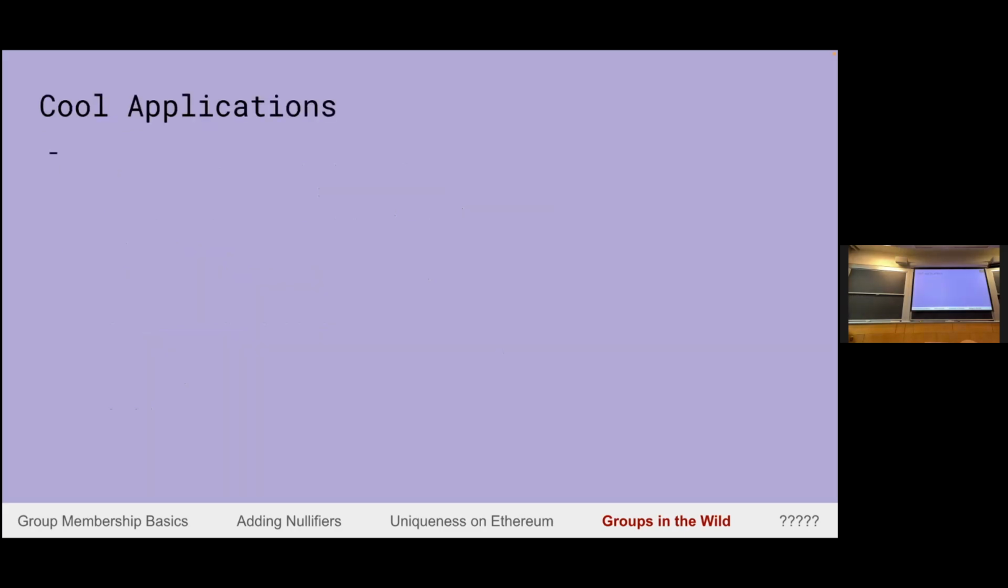So there's a number of pretty cool applications here, and I'll talk about a couple. One is that Twitter verification thing I was talking about earlier.